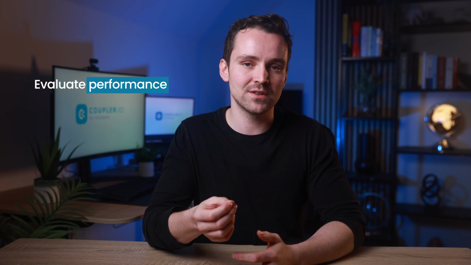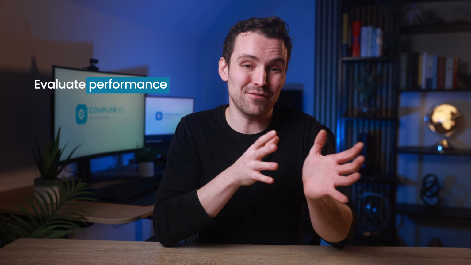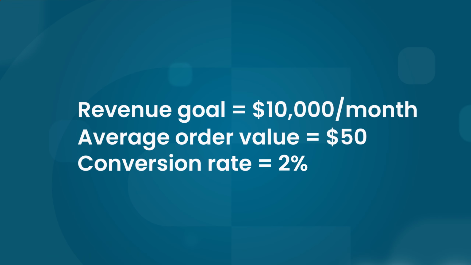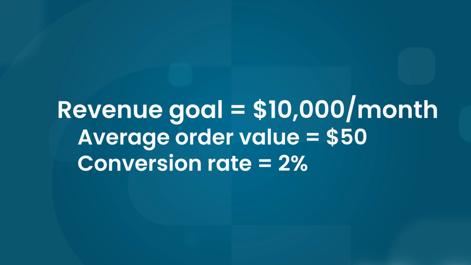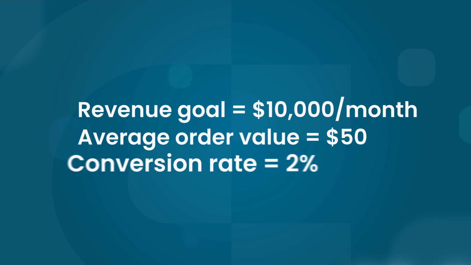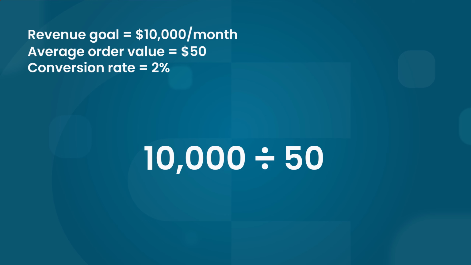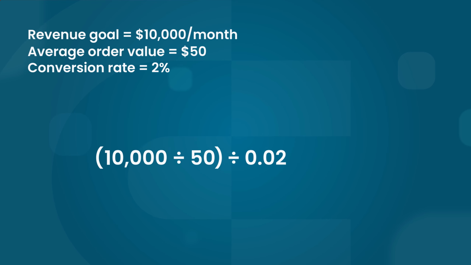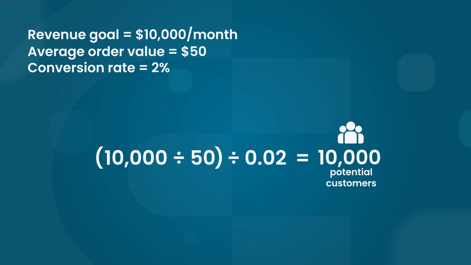Evaluate performance. Conversion rates reflect ad effectiveness. Calculate the number of people your ads need to reach to meet your goals. For example, if the revenue goal is $10,000 per month, the average order value is $50, and the conversion rate is 2%, you'll have the following: 10,000 divided by 50. Then divide that by 0.02, that will equal 10,000. So your ad must reach 10,000 potential customers.